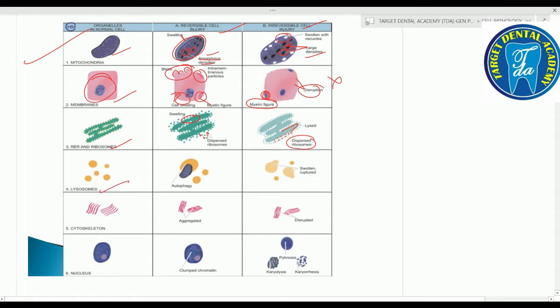While the lysosomes, in the reversible cell injury, there is autophagy, while in the irreversible, they are swollen and fractured. Cytoskeleton, in the reversible cell injury, it is aggregated, while in the irreversible, it is disrupted. While the nucleus, in the reversible cell injury, there is clumped chromatin, while in the irreversible cell injury, there is pycnosis, karyolysis, and karyorrhexis. Right? So this is the difference between all the organelles in the reversible and the irreversible cell injuries.